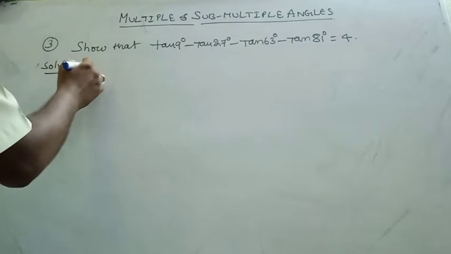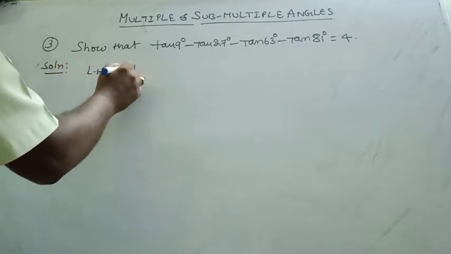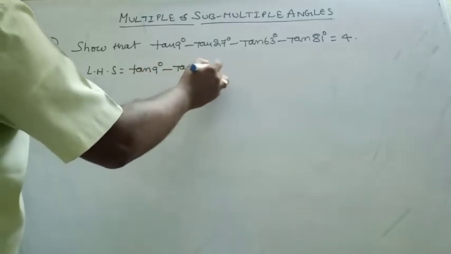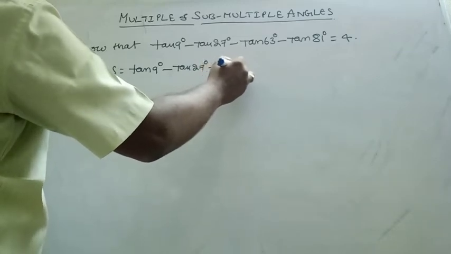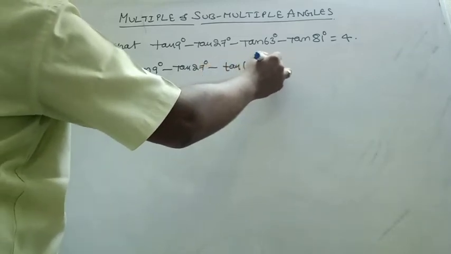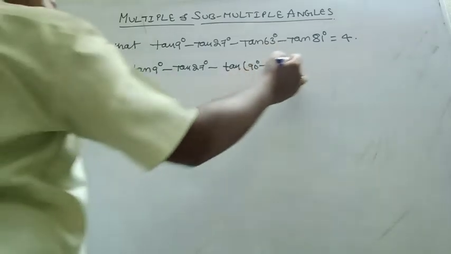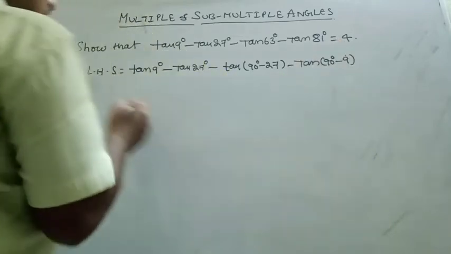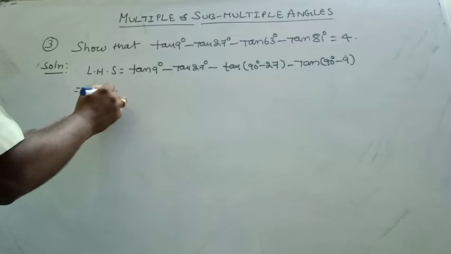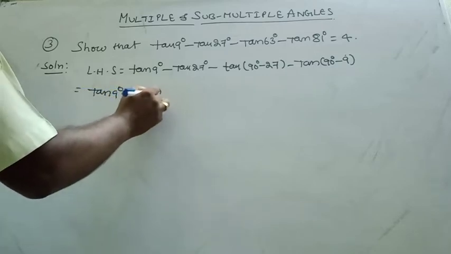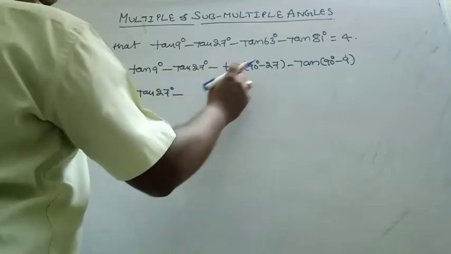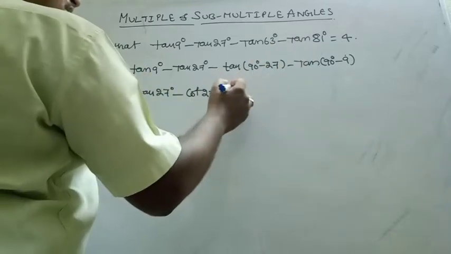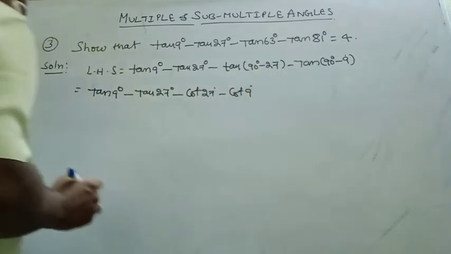See, my dear students, the left hand side part, let us take, this is tan 9 degrees here, minus tan 27 degrees, minus tan 63, you can write it as tan 90 minus 27, minus tan 81, you can write it as tan 90 degrees minus 9 degrees. Now see, this is equal to tan 9 degrees minus tan 27 degrees minus tan 90 minus theta, which is cot theta, so this is now cot 27 degrees, minus cot 9 degrees.